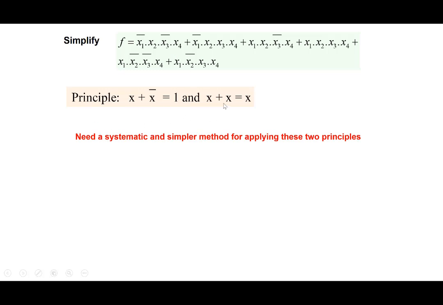But to apply these two principles to a complicated expression like this, we have to really look at the whole expression and hunt for those terms which can be combined together. As the number of terms increases, it's not very easy to see which term can be combined with which other term. So we need a systematic and simpler method for applying these two principles. One of the techniques for doing that is a Karnaugh map. It's a way of representing the same information as the Boolean expression in a visual form, which helps us to see where we can apply these principles. So let's stop here and we'll continue.